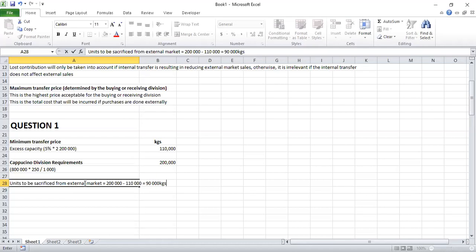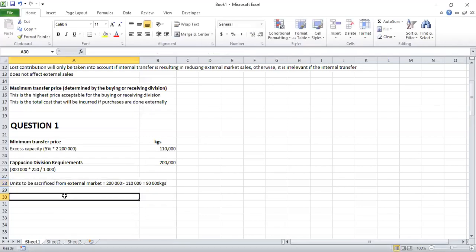Now, because of that, there will be lost contribution. So then let's find out how much the lost contribution was.